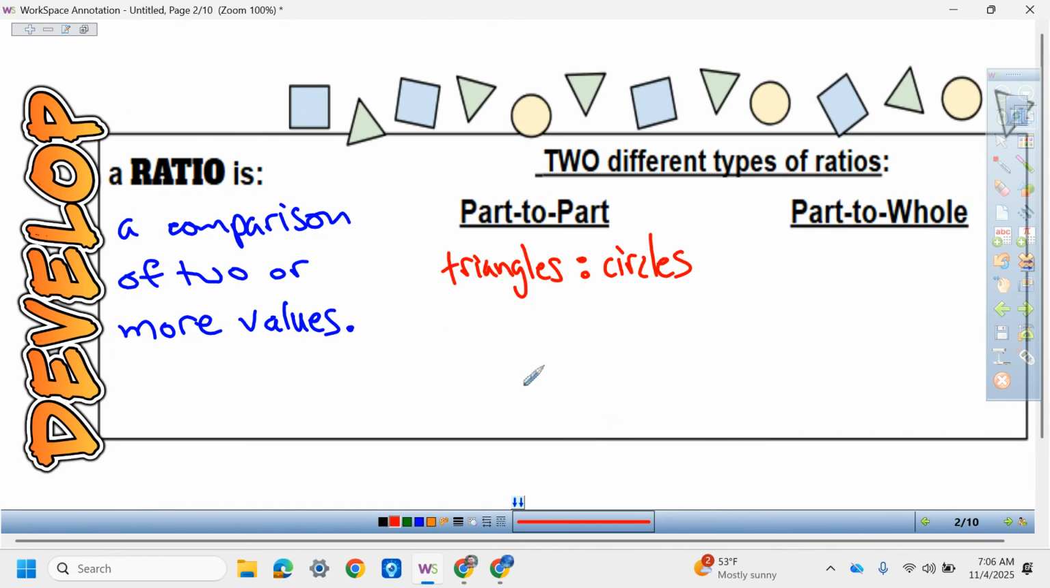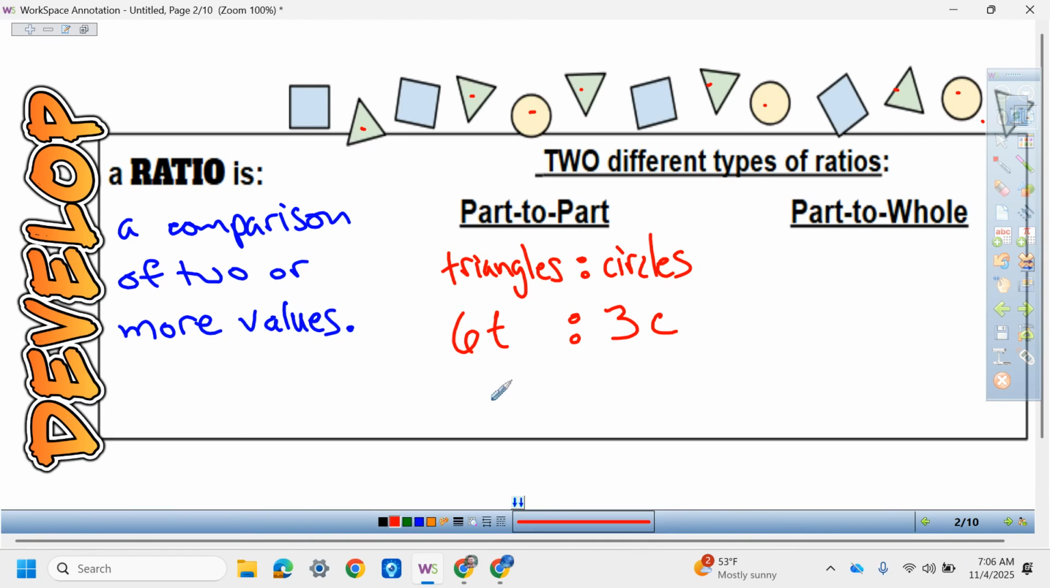Let's figure out how many triangles there are. 1, 2, 3, 4, 5, and there's one hidden behind there, 6 triangles. How many circles? 1, 2, 3. Now, the way I have this ratio set up right now, 6:3, really doesn't tell me much. But as soon as I plug in some variables, I'm going to put a T for triangles and a C for circles. This tells me I have a ratio of 6 triangles to 3 circles.